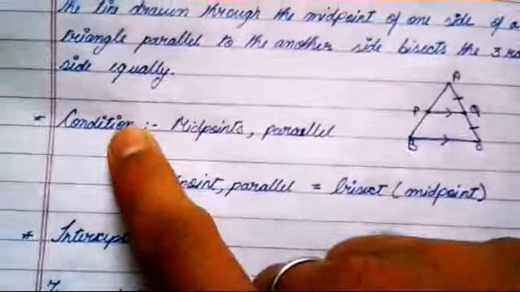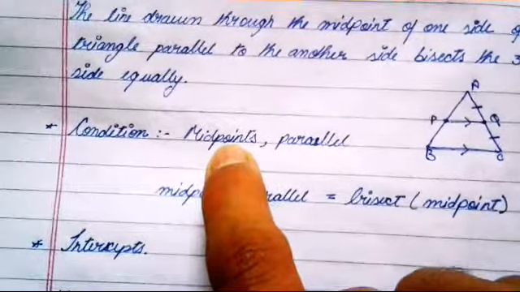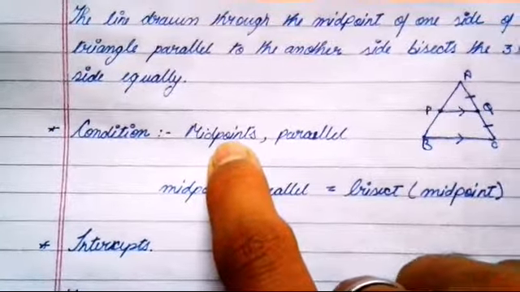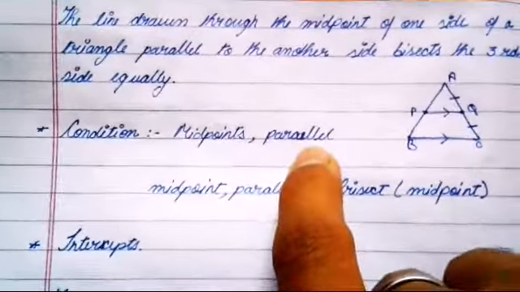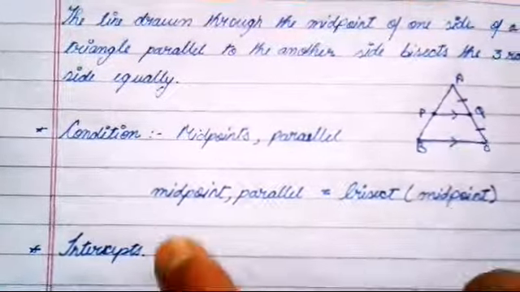Then there are two conditions that the triangle must have: the midpoint on one side, and the line through it must be parallel to another side. Then only will AC be divided equally.